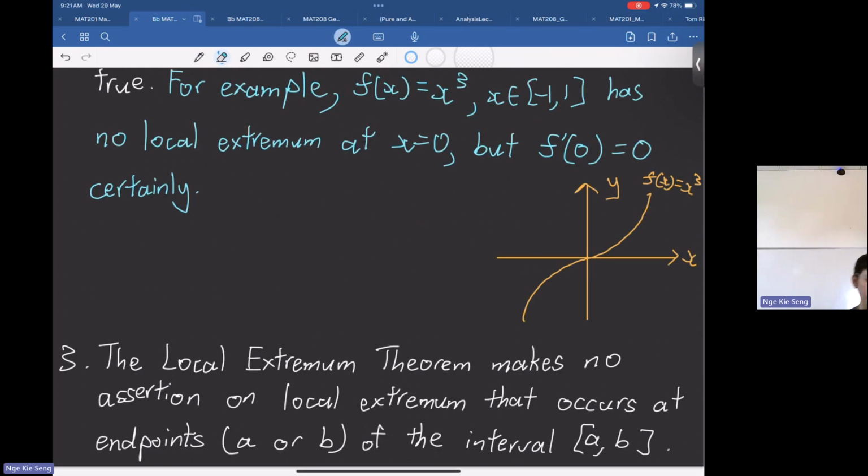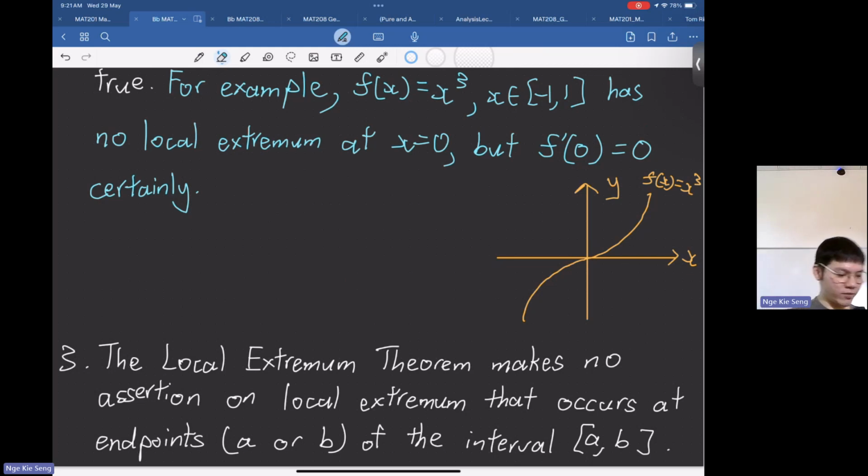And this local extremum, right? Remember, the c we find is not at the endpoint. The c we found is in the open interval (a, b). So we don't know about local extrema that happen at the endpoints. That's why you need to check yourself.